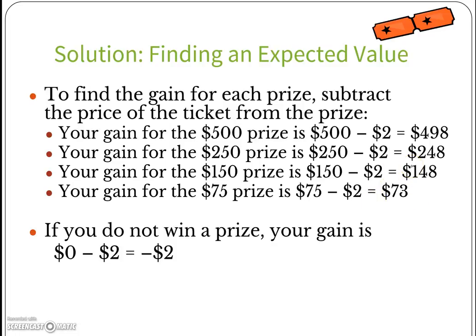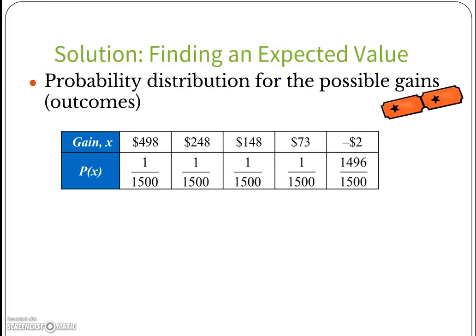If you don't win a prize, which is most likely what's going to happen, your gain is going to be minus $2, because your gain is nothing, but you spent those $2 on the ticket, so your gain would be a negative 2. So a negative number represents a loss, whereas a positive number represents a gain or a win. So we're going to do a probability distribution for all the possible gains, all the possible outcomes.